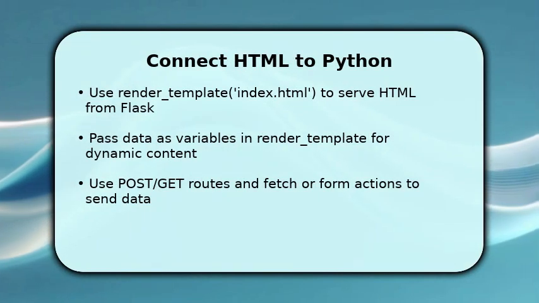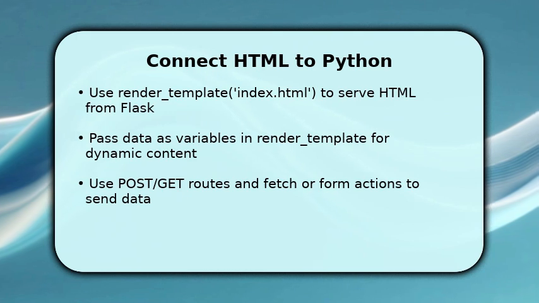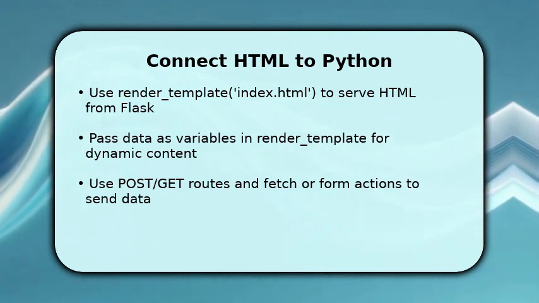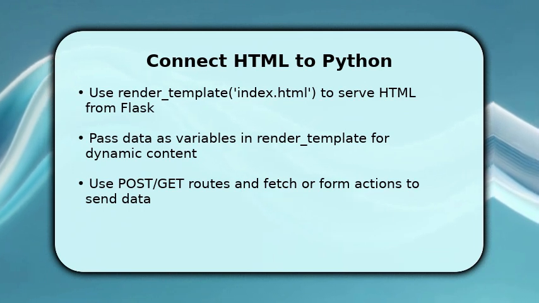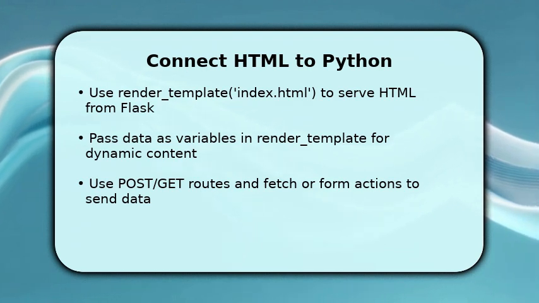Now you implement the actual connection, define routes in app.py and use render_template to deliver index.html. You pass Python variables into the template so HTML renders dynamic content. Jinja2 templating handles loops and conditionals safely.